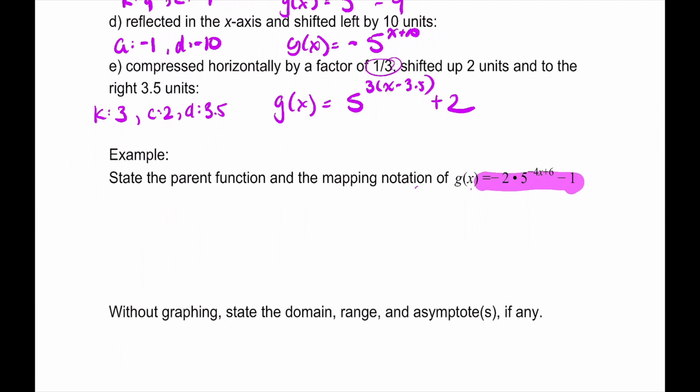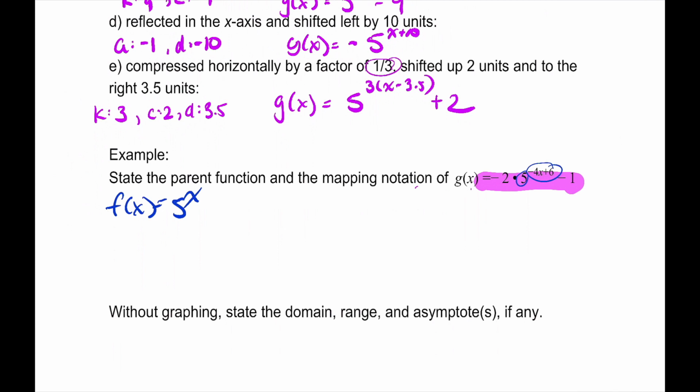So let's go off and identify the parent function first. So here it's the exponent. What's immediately to the left of the exponent? It's actually 5. Okay, so that's where the parent function is. f(x) = 5^x. Happens to be the same as above, but that's fine.